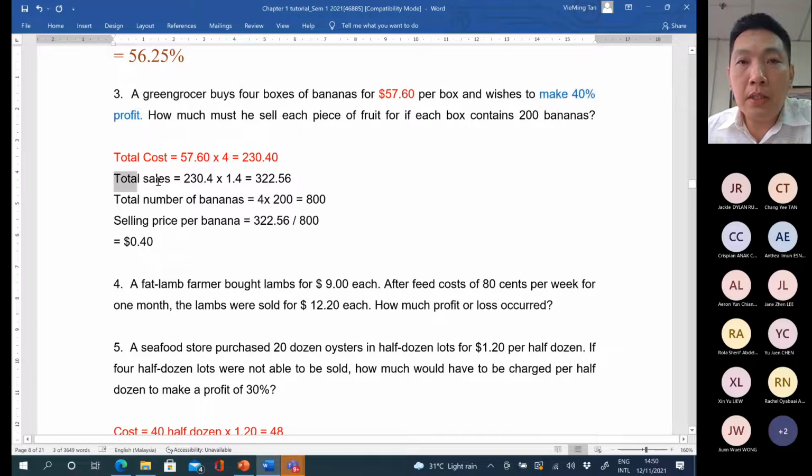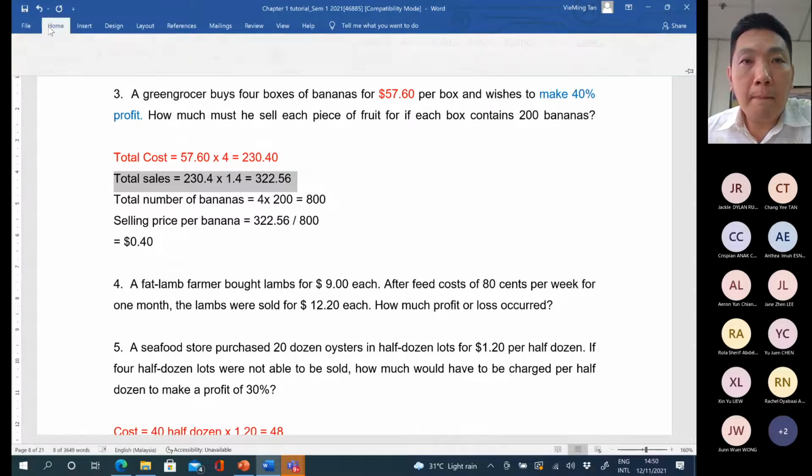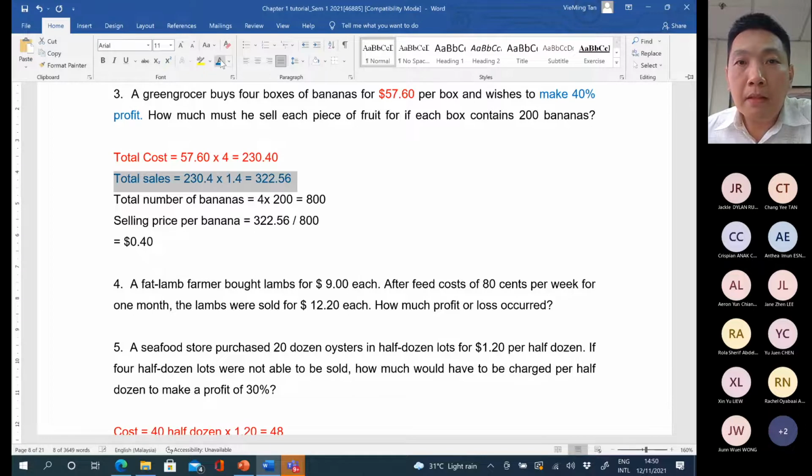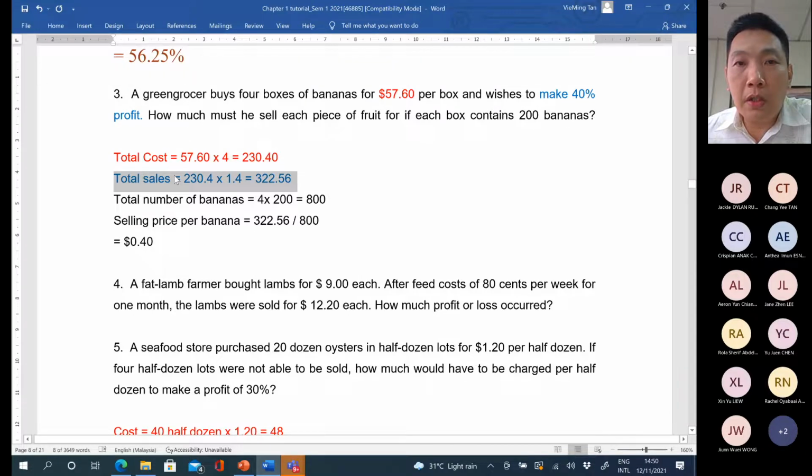So the targeted sales actually is this one, which is the cost price. The cost 230.4 multiplied with margin of 40%. 40% means we have to use 40% plus 100%, so you get 1.4. How to get 1.4? That is 40% plus 100%, so 100% means 1.4, right?